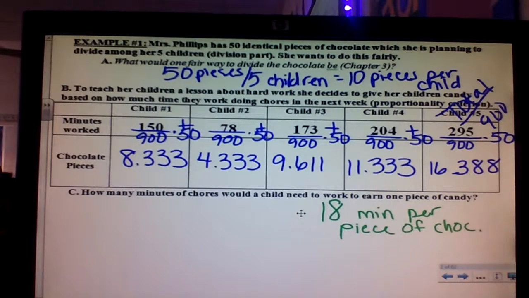Could you do 78 divided by 4.333? Is that what you do? No. 900 divided by 50. No, you can do 150 divided by 8.333. That's the difference. Does it work? Wait, that's literally what I just said though. It's 900 divided by 50, 18. Plug it in. 150 divided by 8.333. Plug in 78 divided by 4.333. Does it work? Yeah, it works. Ooh, look at that.